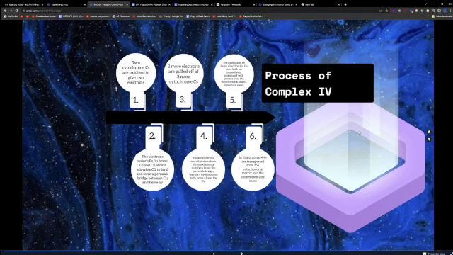First, it oxidizes 2 cytochrome C molecules and stores the 2 released electrons in an iron atom in heme A3 and a copper atom. This allows 2 oxygen atoms from the mitochondrial matrix to bind to them and to one another, forming a peroxide bridge between the iron and copper.